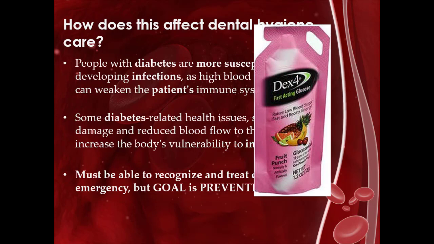A fast-acting glucose gel is very common to have in the dental office. It has a longer shelf life than, say, having juice or some form of carbohydrate on hand. This can be put underneath the patient's tongue, directly on their tongue. If they don't feel like they can swallow, you can actually just rub it on the buccal mucosa and it will absorb.